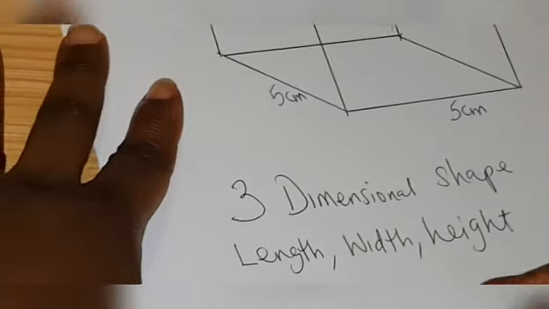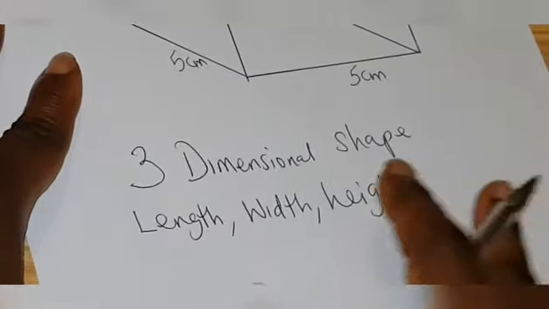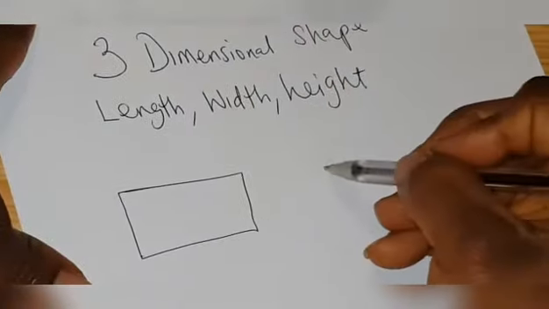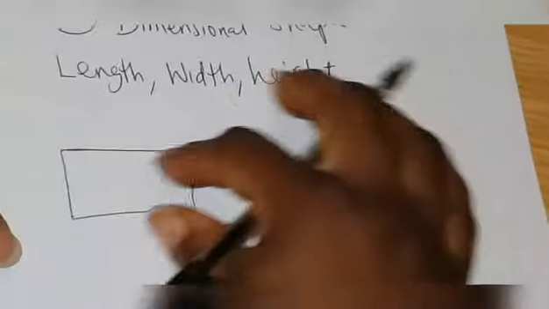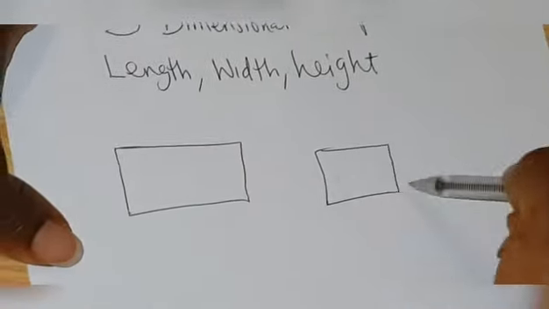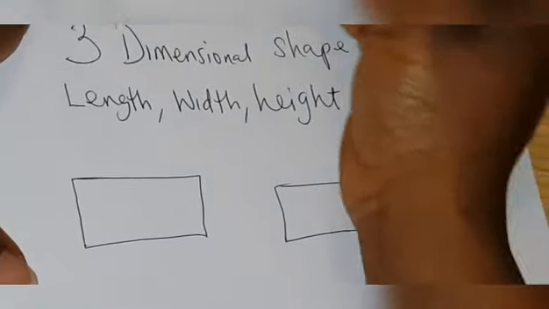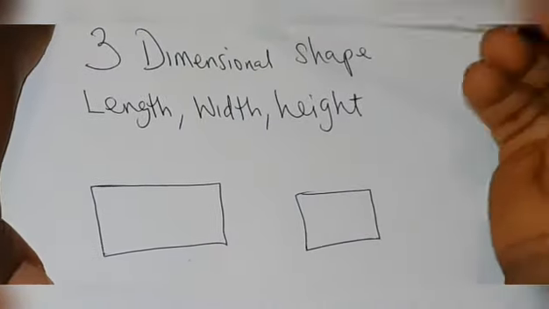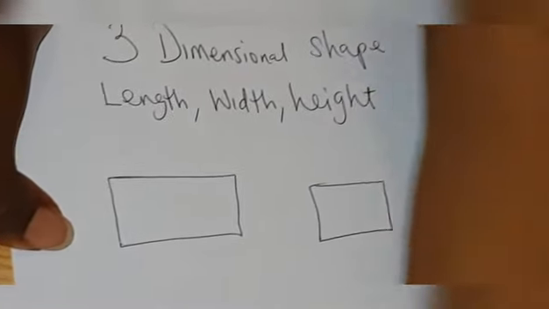So if it was just a flat shape like this, then that is called a 2D shape. Like if you just have the flat shape, maybe a square, a rectangle, whatever, this will be 2-dimensional, just length and width. But here is 3-dimensional, where you have length, width, and a height. So that's a cube. That's a cube there.